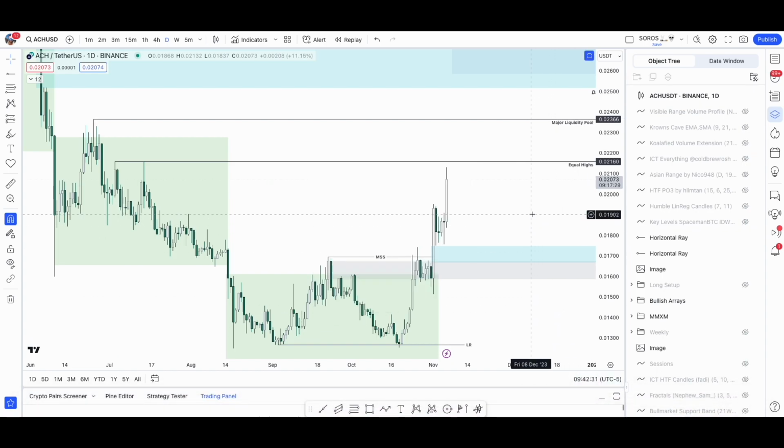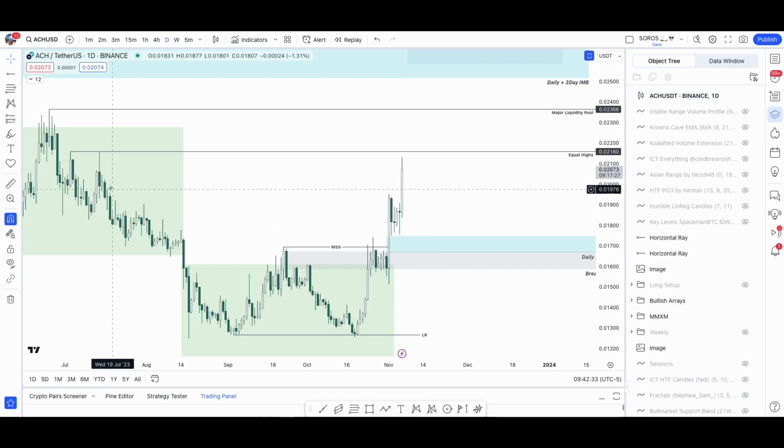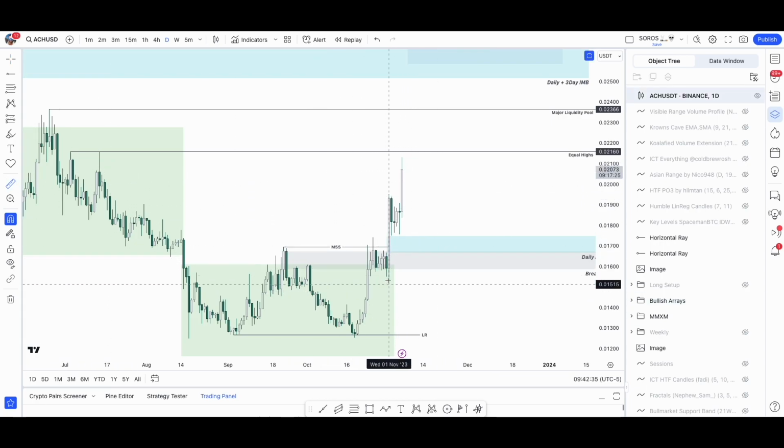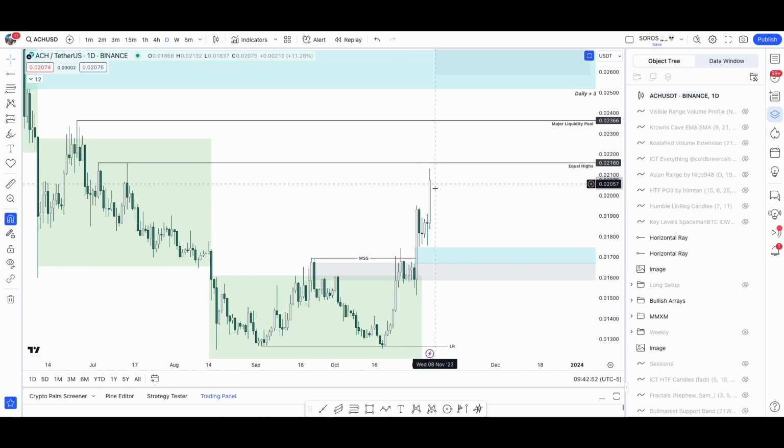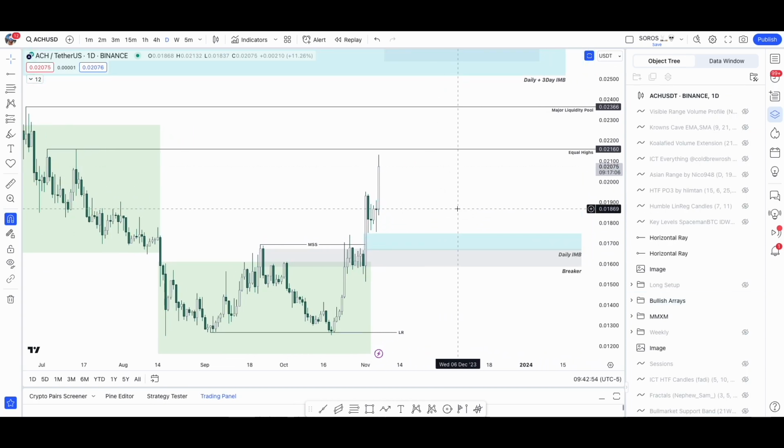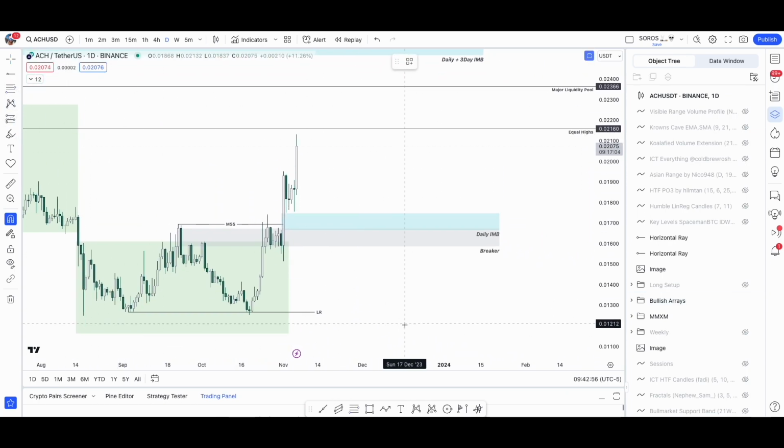So my thought process going into this is we've pumped quite a bit from the weekend till now, 40%. It would make sense for the market maker to pause here, trap longs. So anyone who got in on this candle and didn't take profit here, pause here, reverse it back into this zone, which is in discount within the dealing range.